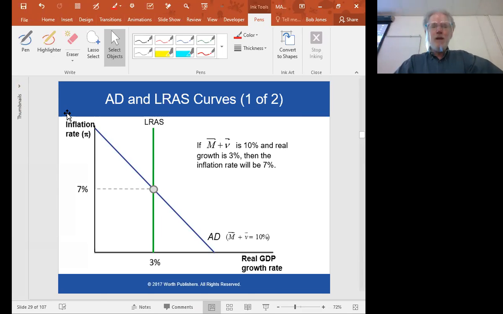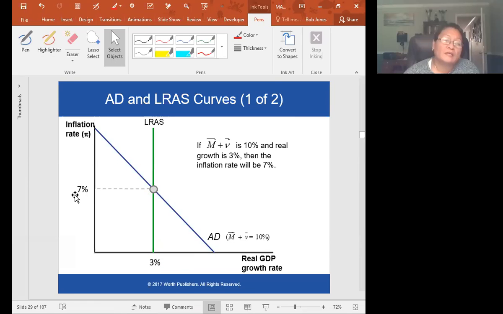But if we have aggregate demand and the long-run aggregate supply curve, we know what the rate of real GDP growth is going to be. If we know that the total is going to be 10, and that the growth rate of real output is going to be 3, then what can we conclude? What's the inflation rate going to be? If the total is 10 and real GDP growth is 3, then inflation is going to be 7%.